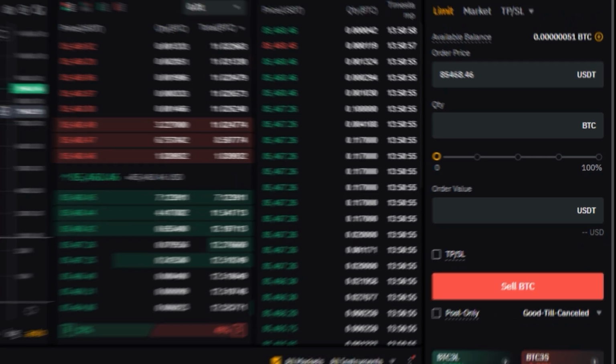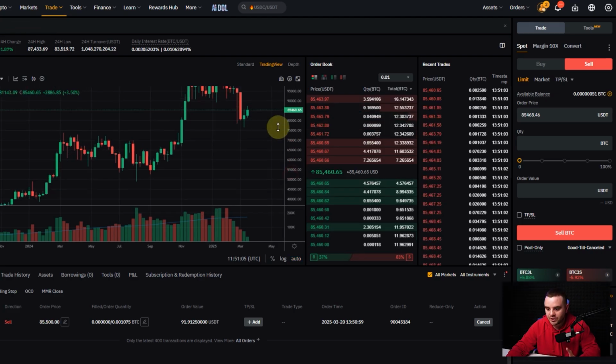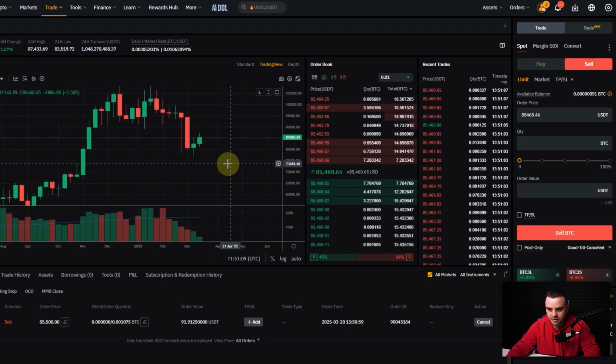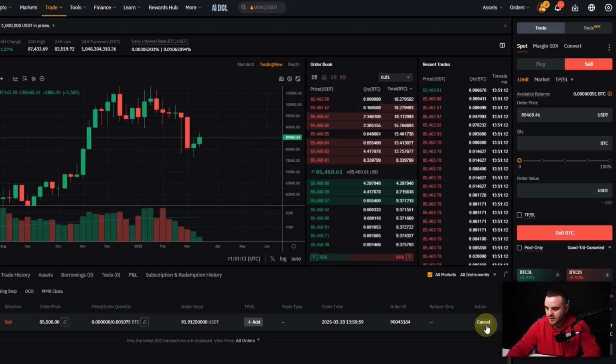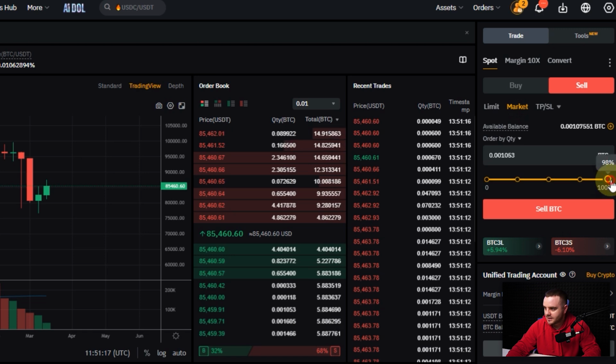It shows to me exactly how much money I would get if I would sell it with limit order. Sell. But remember, to sell it with limit order, BTC must reach that sell limit area. If BTC won't reach it, of course, this order won't be active. That's why let's cancel it and let's sell it with a market.